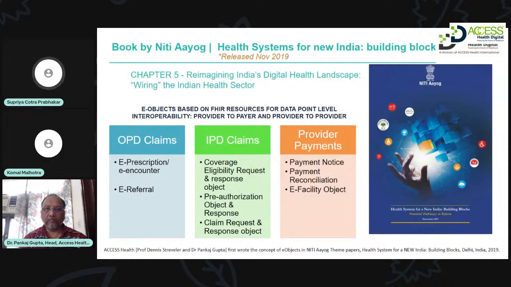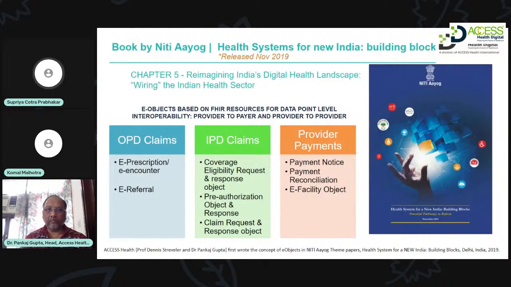So in case of the IPD claims, that is whenever a patient is availing inpatient services, there are various steps, various aspects that happen, various processes that happen during the inpatient visit. So based on that, there are 6 objects that were defined: the coverage eligibility request and response object, pre-authorization object, request and response, claim request and response.